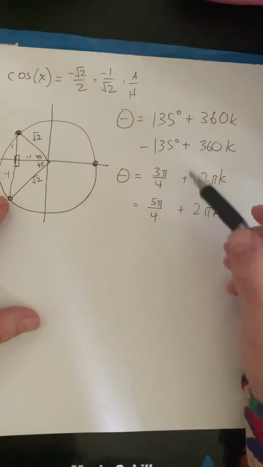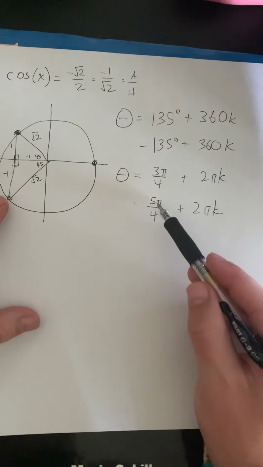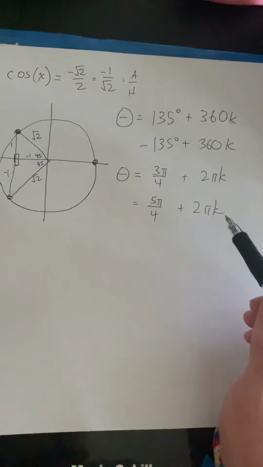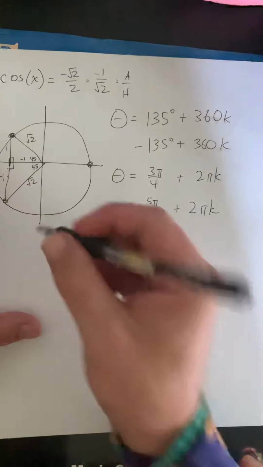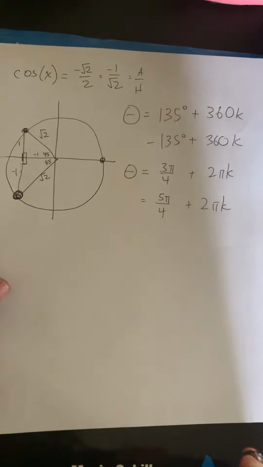Understand that, look, -135 plus 360k, 5 pi over 4 plus 2 pi k is saying the exact same thing. Even though this one's degrees, this one's radians, this one's negative, this one's positive, it both brings you to that dot right there.